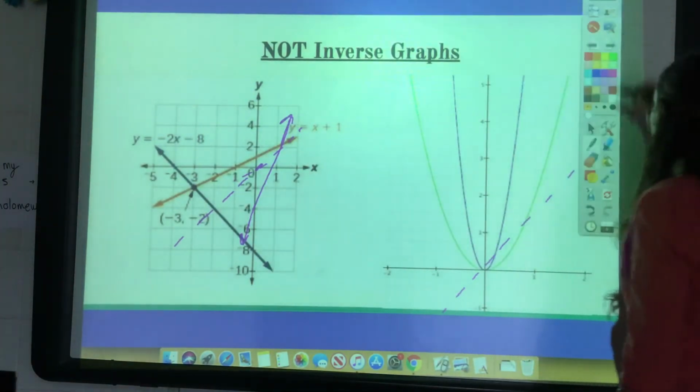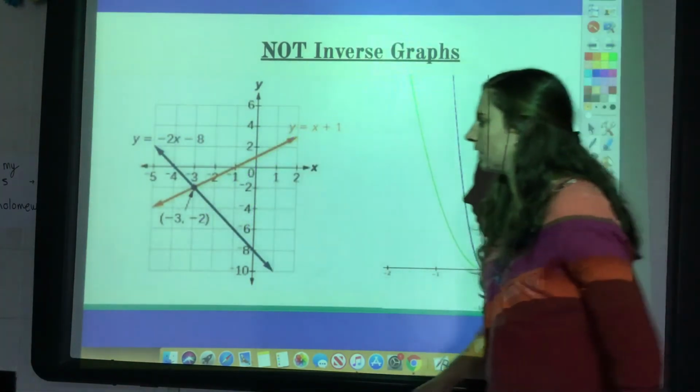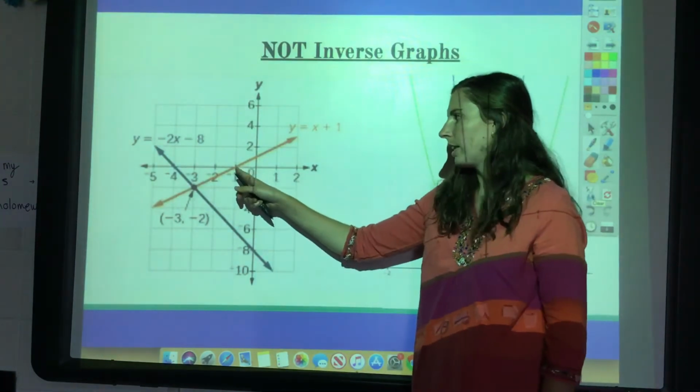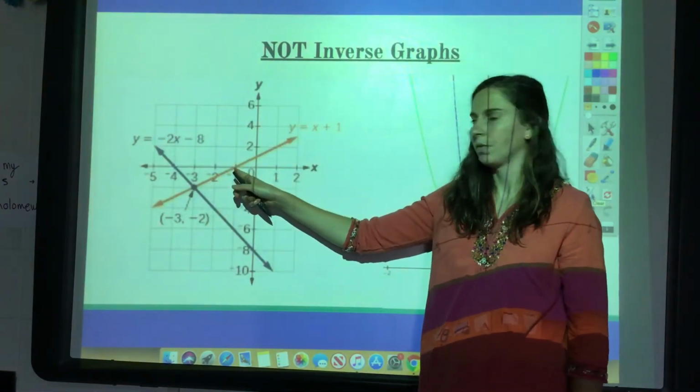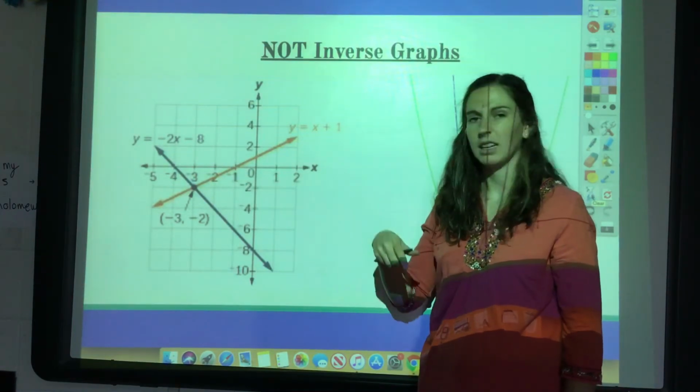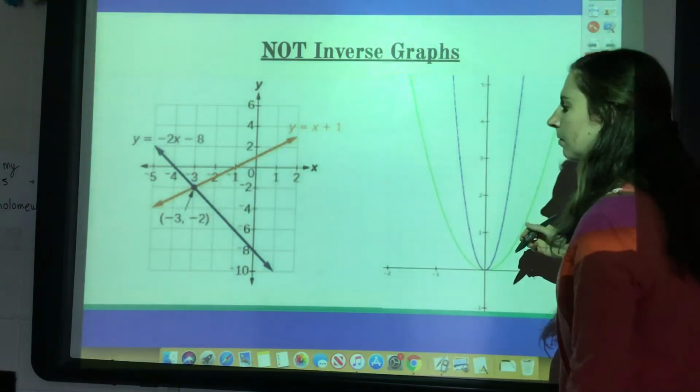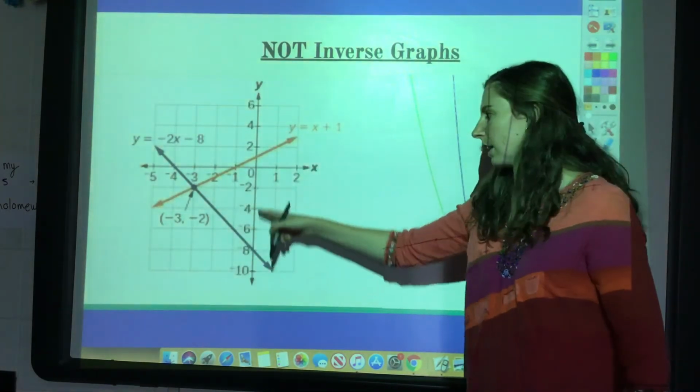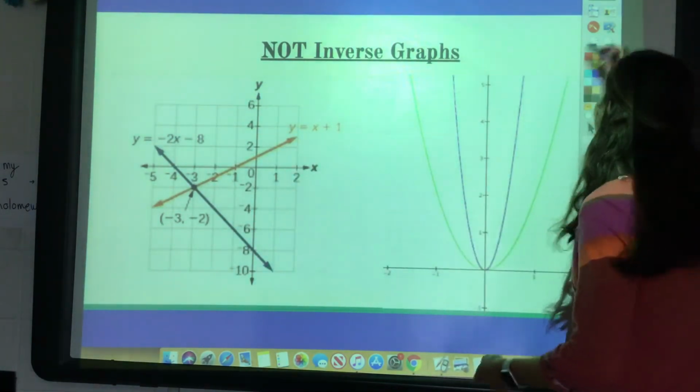You can also tell because this one has the point -1, 0, so the other function should have the point 0, -1, and it doesn't. Sorry, my line y equals x was off there. I didn't see the scale, but you get the idea.